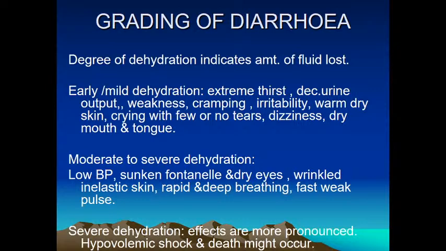Moderate to severe dehydration can result in low BP, sunken fontanelle and dry eyes, wrinkled and inelastic skin. So you pinch the skin, the skin does not go back. Rapid and deep breathing, fast, weak pulse. And in severe dehydration, the effects are more pronounced, hypovolemic shock and death might occur. So early, moderate and severe. We'll talk about this further in detail in later slides.